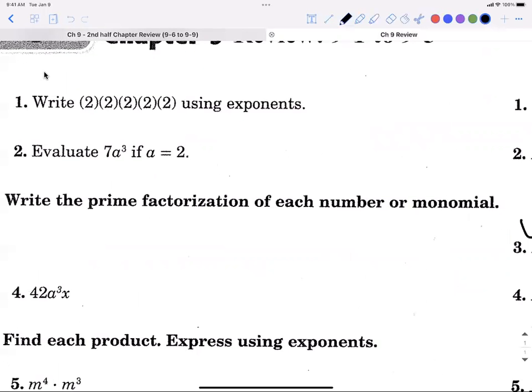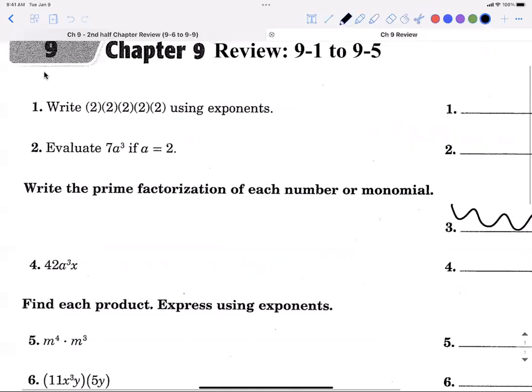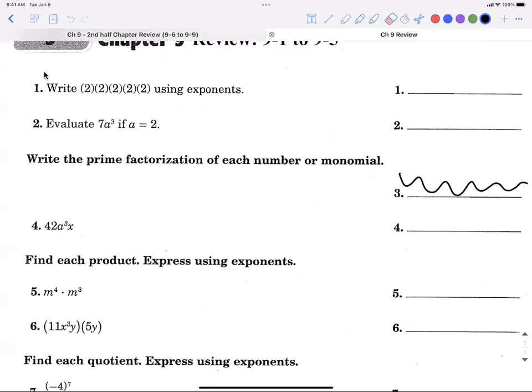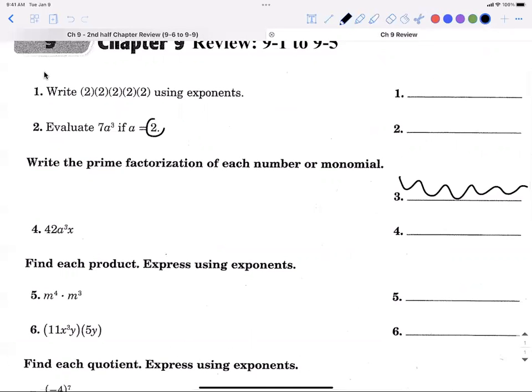So just as a review, for number 1, I just want you to write it using exponents. Keep your base, write your exponent. For number 2, they want you to evaluate it with A as a 2. So in the A spot, that would look like 7 times 2 to the 3rd power. And as long as you remember PEMDAS, you'll be fine.